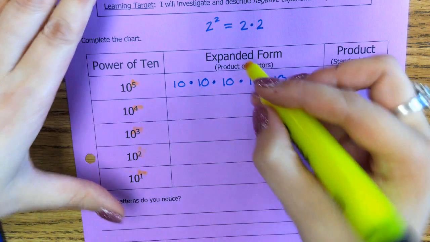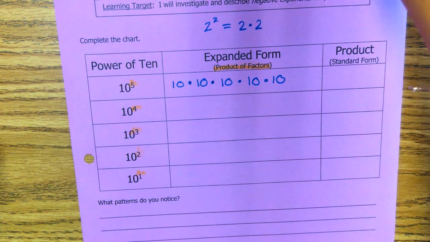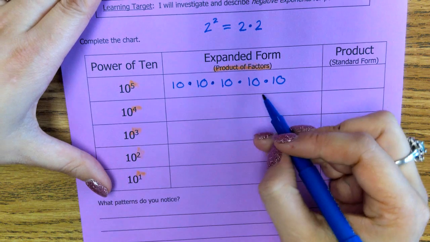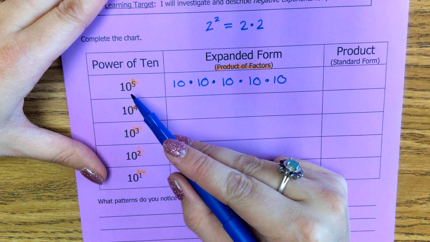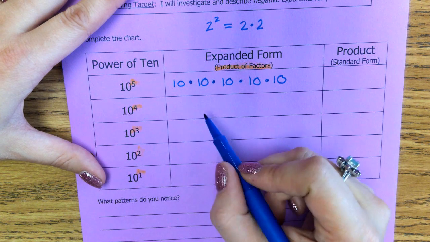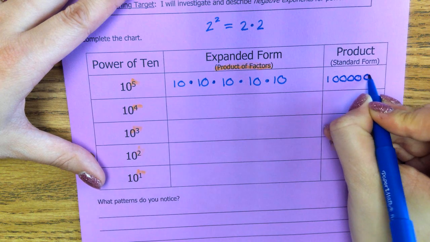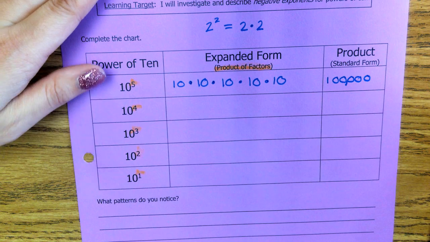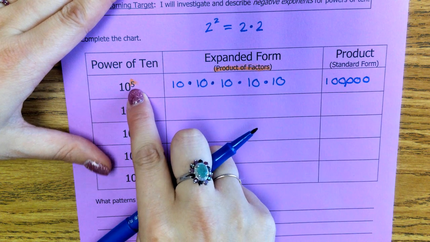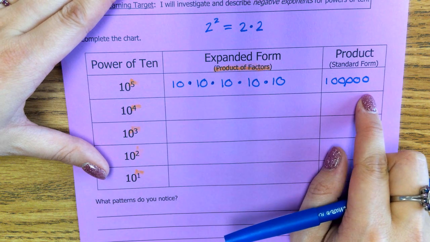And that is the product of factors, or the expanded form. So product, the answer to a multiplication problem, of the factors. So what numbers I multiply together to get 10 to the 5th. My standard form would then be 100,000. Now if you notice here, my exponent's a 5. There are 5 10s, and there are 5 zeros on this number.